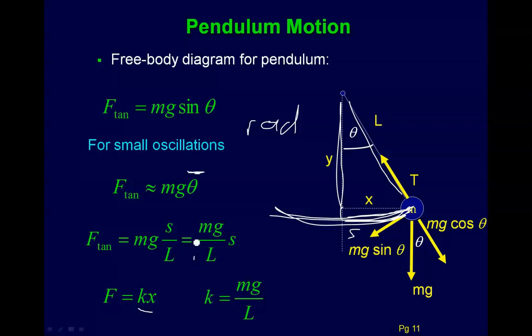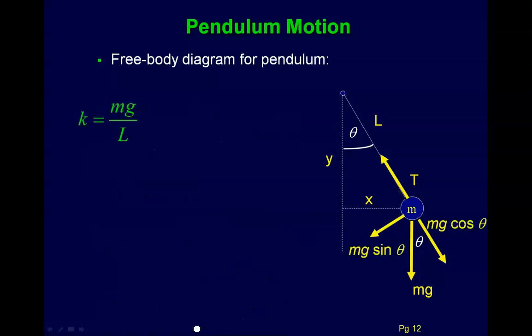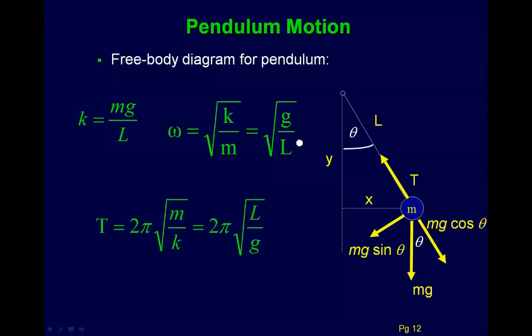Well, here it would be mg divided by L, and the distance s would be our x. So our k constant for a pendulum for very small oscillations is mg divided by L. We can then take this and plug it into our equation for simple harmonic motion. So the k constant is mg over L. If I plug in mg over L here, the m's cancel, I get g over L. If I extend the expression for the period, I get that it's 2 pi square root of L over g.